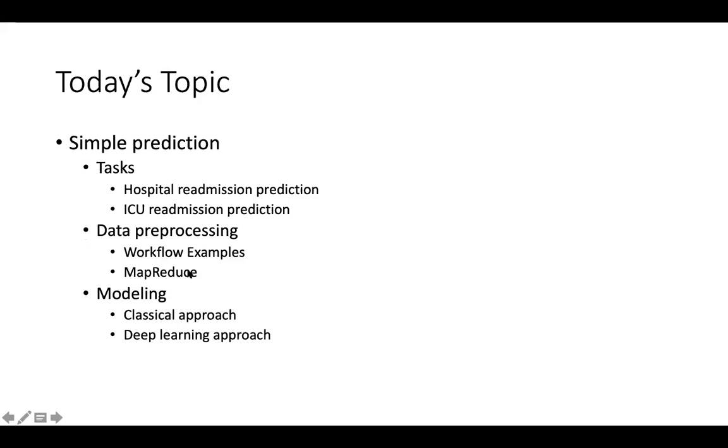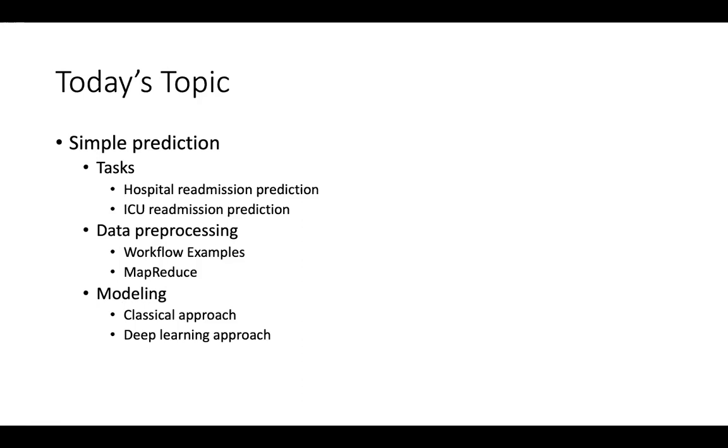We'll briefly talk about MapReduce. If anybody is familiar with Hadoop or MapReduce or Spark, MapReduce is a very familiar concept to them. But if not, we'll just briefly cover this. And then we'll go to the modeling part. So the classical approach, which usually uses logistic regression or random forest or support vector machine.